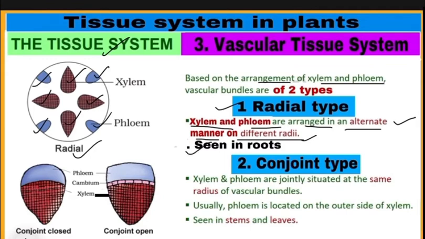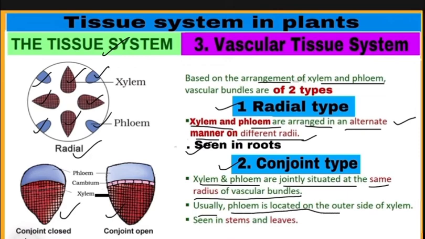Second type, conjoint type. These are conjoint type of vascular bundles. Here xylem and phloem are jointly situated at the same radius of the vascular bundles and usually phloem is located on the outer side of xylem. This is xylem which is present on the inner side and phloem is present on the outer side. Such type of vascular bundles are seen in stems and leaves.